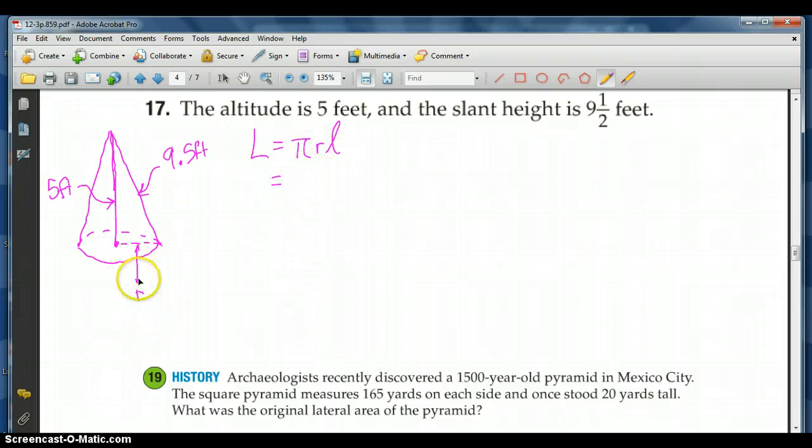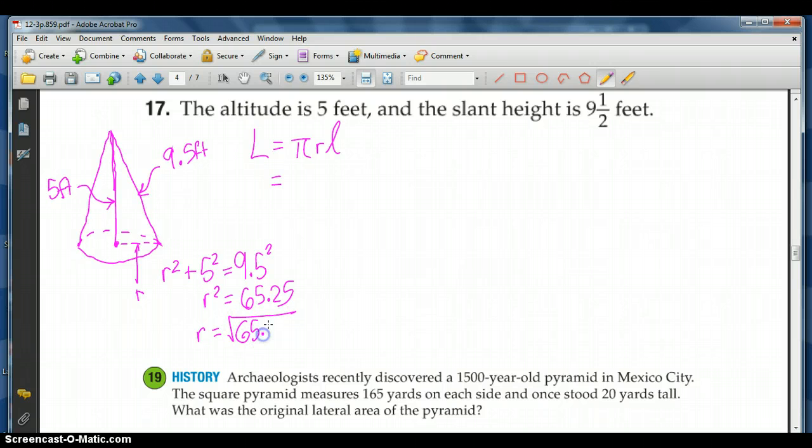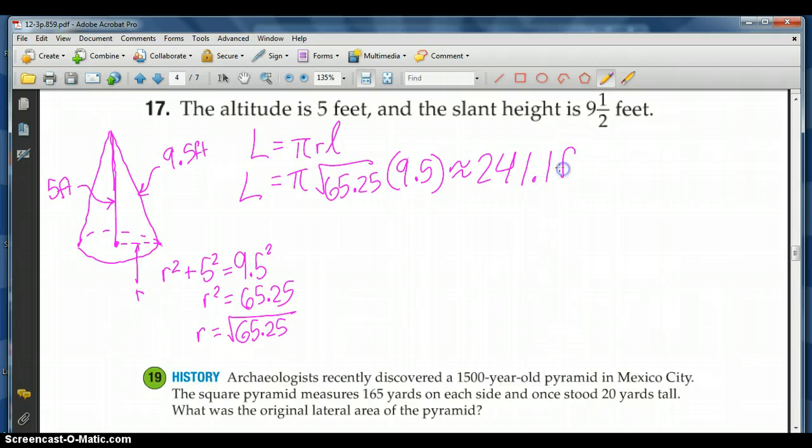So I need to figure out what my radius is. I have a right triangle, so I would take radius squared plus 5 squared and set that equal to my hypotenuse, which is 9.5 squared. And if I square 9.5 and subtract 25 from it, r squared is equal to 65.25, and therefore my radius is the square root of that. So now I can substitute that back in for my lateral area, which is pi times the square root of 65.25 times my slant height, 9.5. And if we round this to the nearest tenth, we have 241.1 square feet.